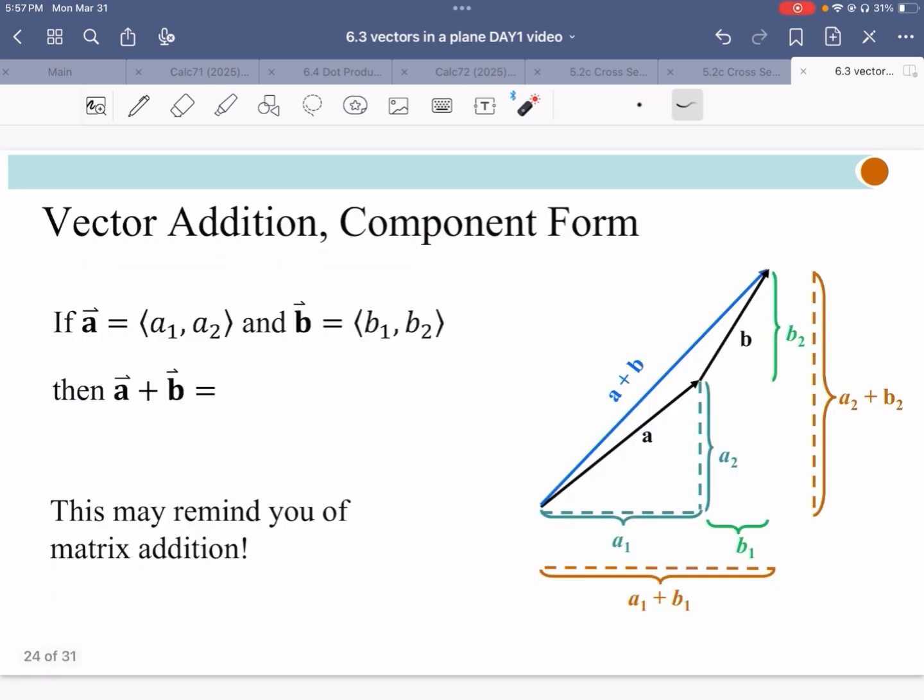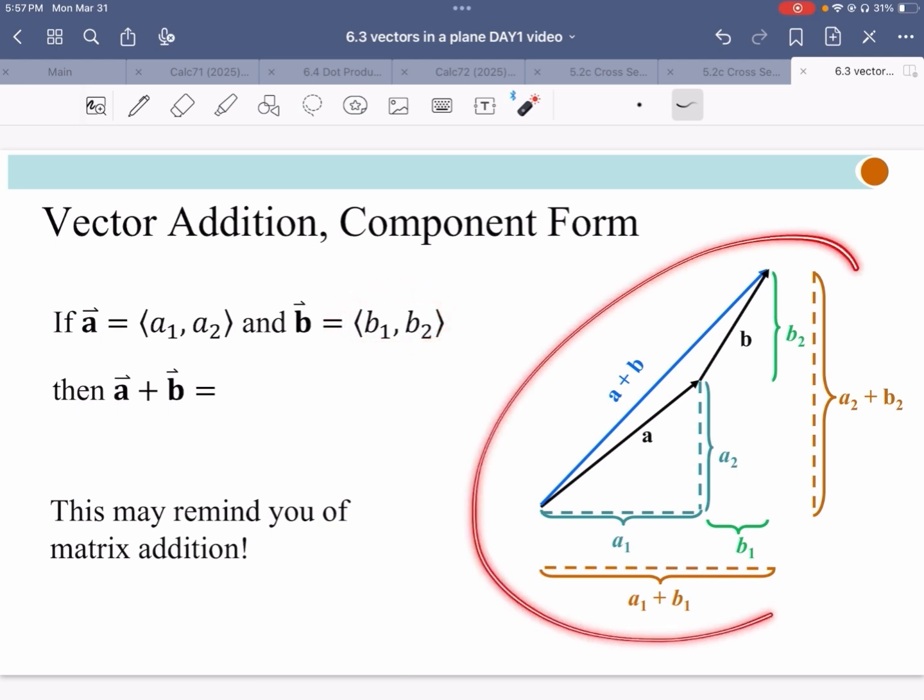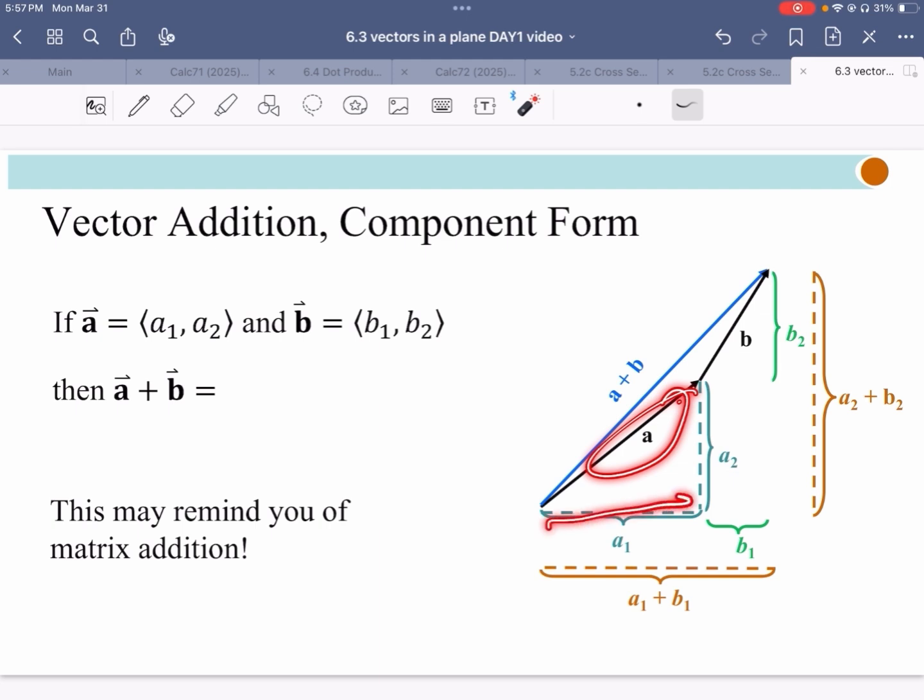Now let's talk about vector addition in component form. So we're talking about vector A, which has components A sub 1, A sub 2, and vector B has components B sub 1, B sub 2. I'm showing you a connection here between the geometric drawing of them. So here's vector A. It has horizontal component A sub 1, vertical component A sub 2. And then vector B has the horizontal component B sub 1 and the vertical component B sub 2. And then here in blue is the vector A plus B. And you can figure out that it has the horizontal component of A sub 1 plus B sub 1 and the vertical component of A sub 2 plus B sub 2.